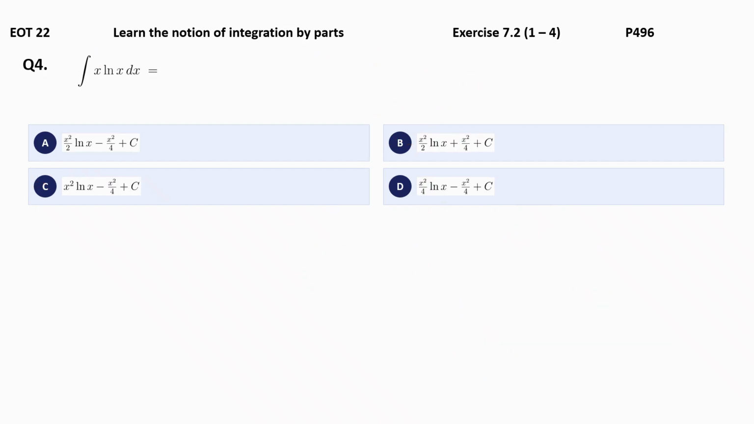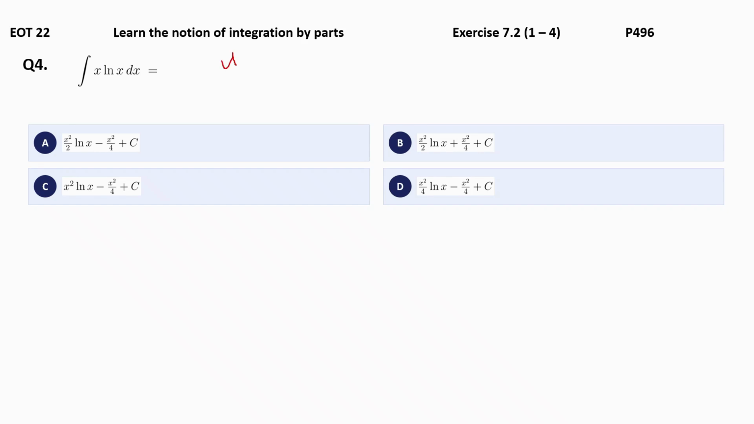Let's try out this question. Please look at integral x ln x dx. Can you guess what will be your u? If you choose x as your u, your ln x dx will be dv. How will you integrate ln x dx? That's the reason we switch our u as ln x and dv as x dx.